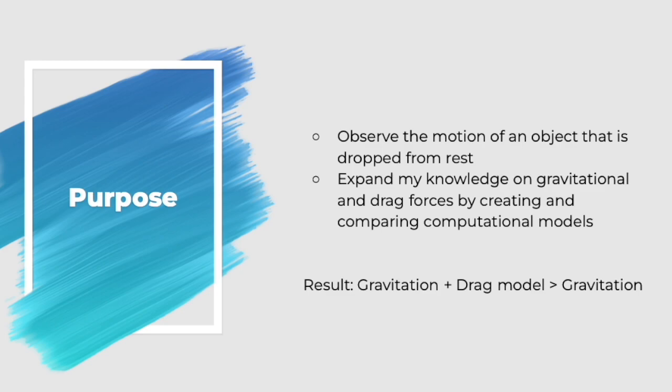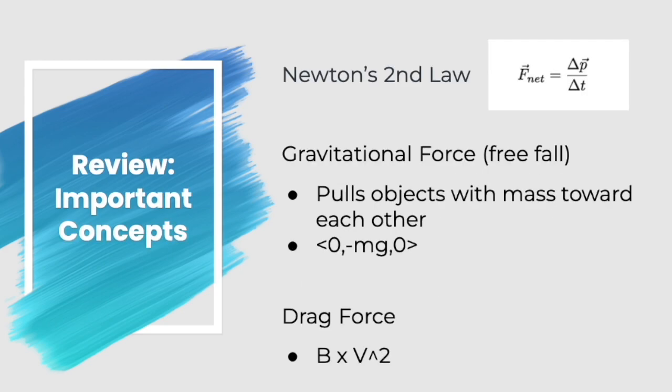So to start off, we're going to review some of the important concepts used in this lab. First, we have Newton's second law, which is the change in momentum over the change in time. Then we have the gravitational force, which is also the free fall. This force pulls objects with mass towards each other, and that's the formula. And finally, the drag force is directly proportional to a constant times the velocity squared of that same object.